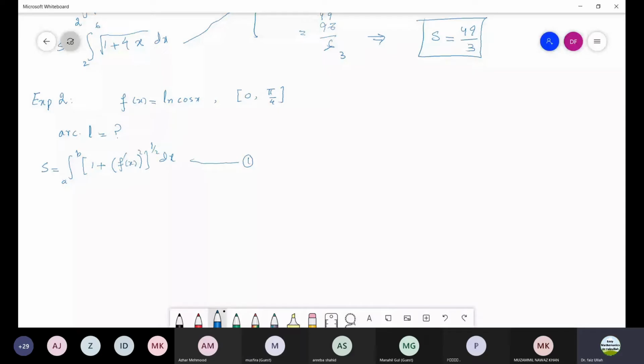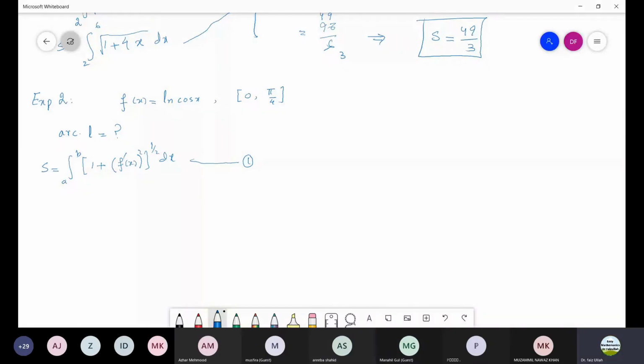There is also A and B. We must put the limits: the value of A is 0, and the value of B is pi by 4. Yes sir, what is the value of A? 0, sir. Good. And what is the value of B? pi by 4, sir.